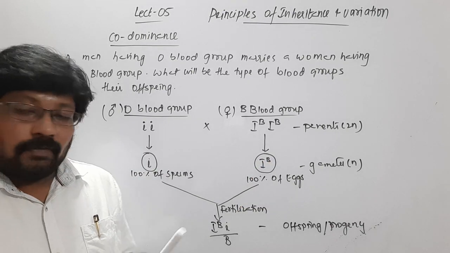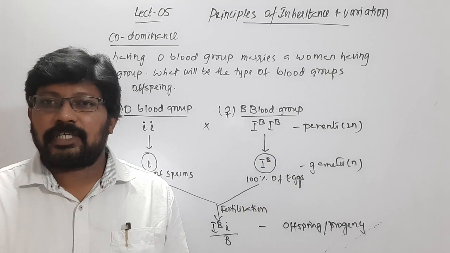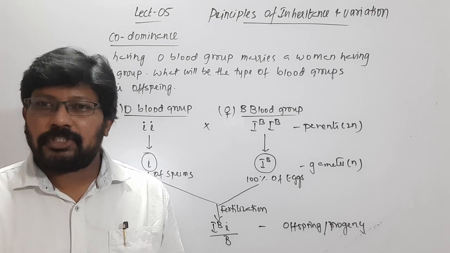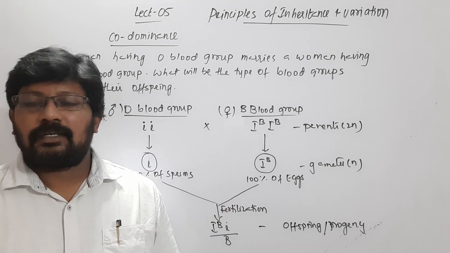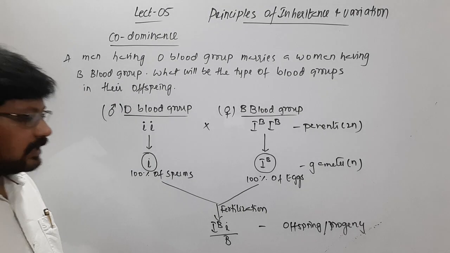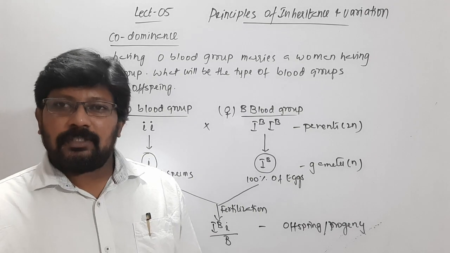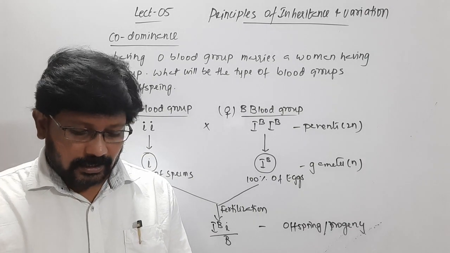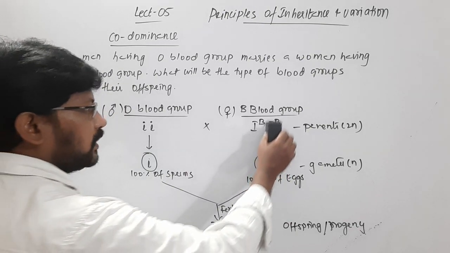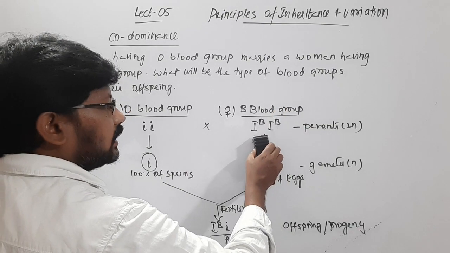So if none of their children have O blood group, then we can come to a conclusion that the mother is homozygous, right? And if we see an O blood group in the offspring, then we can come to know that the mother is heterozygous. So that's how we will see. So here I have taken the homozygous condition.